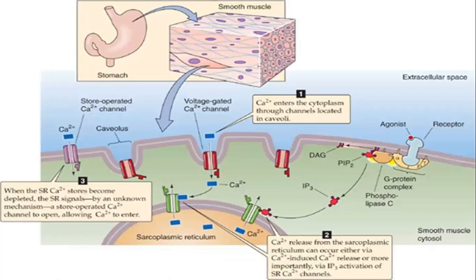You can see there are different types of calcium channels present here in the smooth muscle. Calcium enters the cytoplasm through channels located in the caveolae. When the sarcoplasmic reticulum calcium stores become depleted, the sarcoplasmic reticulum signals by an unknown mechanism a store-operated calcium channel to open, allowing calcium to enter. Calcium is also released from the sarcoplasmic reticulum via calcium-induced calcium release or via IP3 activation of sarcoplasmic reticular calcium channels. So there are different ways in which the calcium level can increase in the smooth muscle.